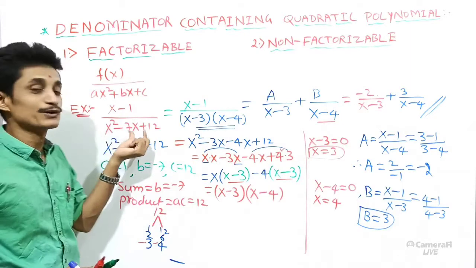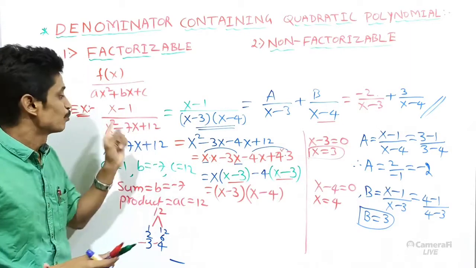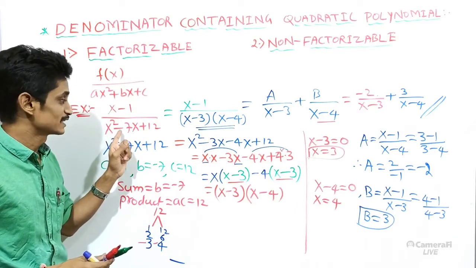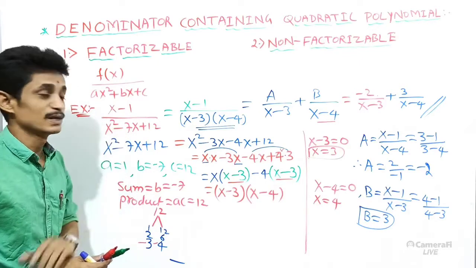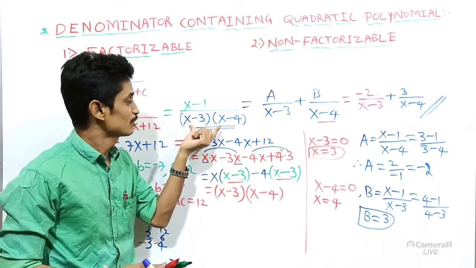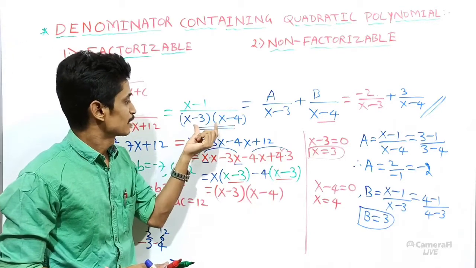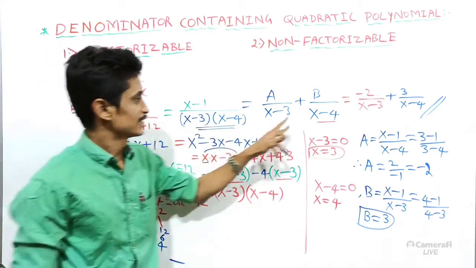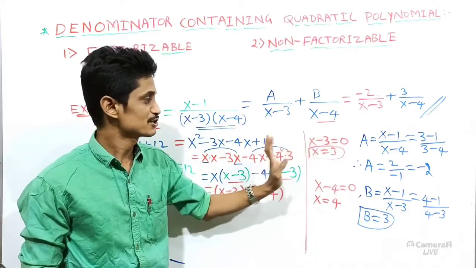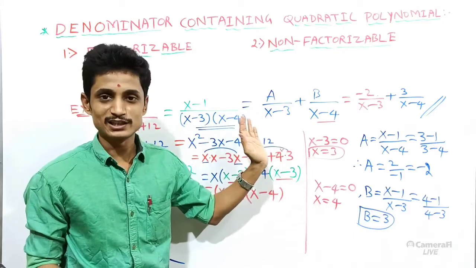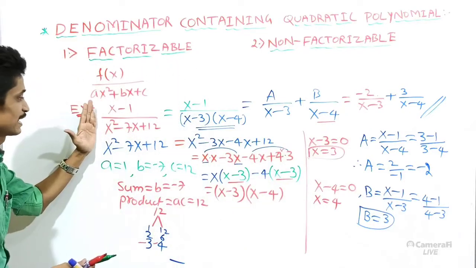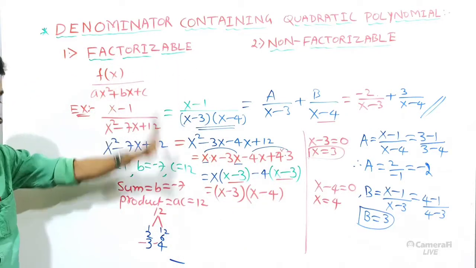Whenever you get a quadratic polynomial, first confirm whether the discriminant is greater than 0, equal to 0, or less than 0. If the discriminant is greater than 0, you will get factorizable, non-repeated linear factors, then you split in this way. And you know the three methods; whichever method is suitable for you, by which you immediately get the answer, by that method itself you have to split it. This is the first kind, a factorizable quadratic polynomial.